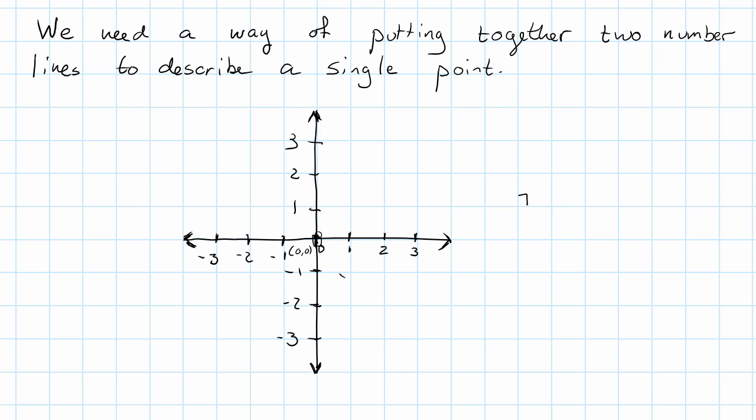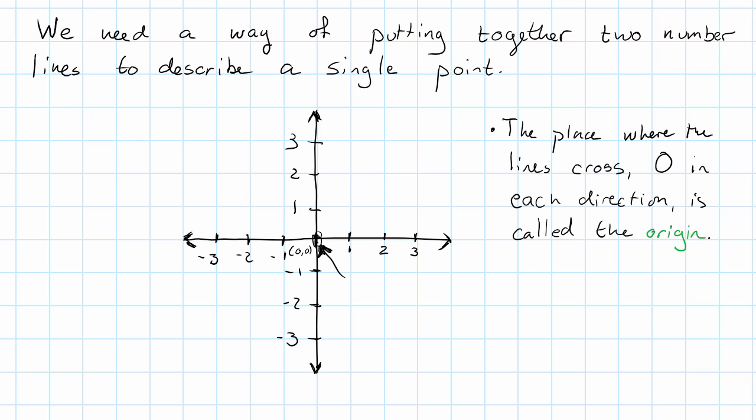But this place where they cross, the place where the zeros on both number lines coincide, has a special name. It's called the origin. Think origin, originate, start out. We can think of all of these lines as two directions coming out of the origin. Now, our two number lines also have names. Each number line is called an axis.